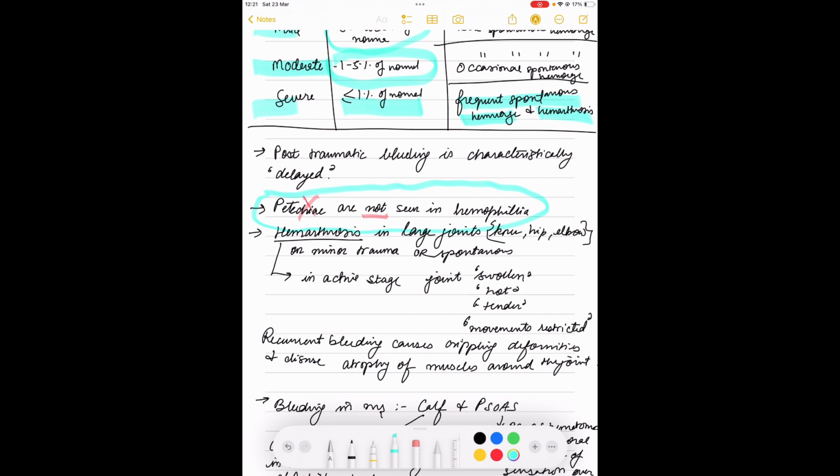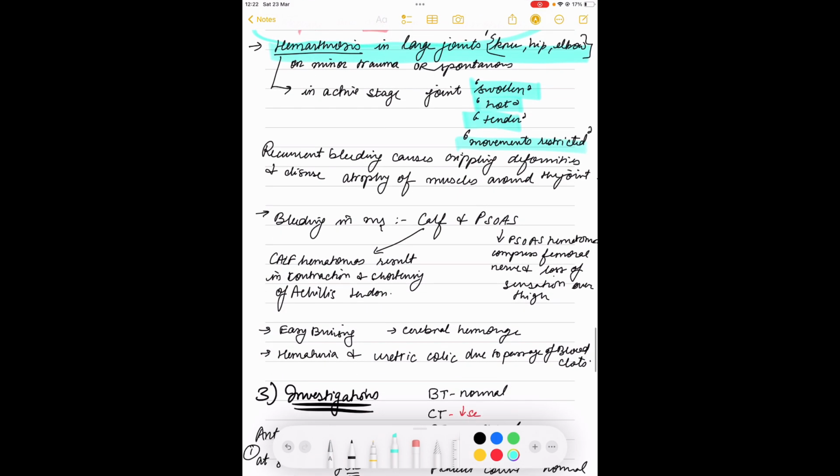Talking about hemarthrosis, it refers to bleeding in large joints such as knee, hip, elbow on minor trauma, or spontaneous bleeds may be seen. It will present as hot, swollen, tender joints with restricted movements, and recurrent bleeding can cause crippling deformities and atrophy of muscles around the joint due to restricted movement. Psoas hematoma and calf hematoma in calf muscles could also be seen.